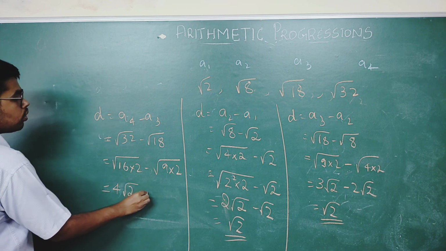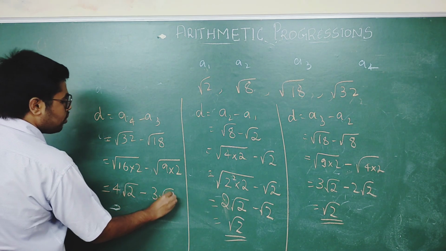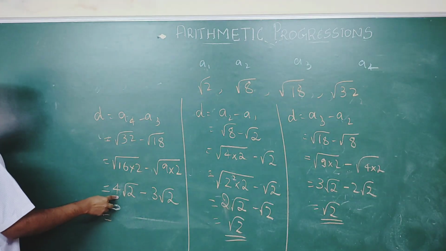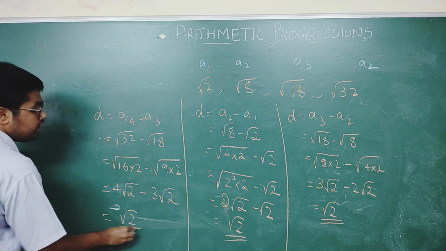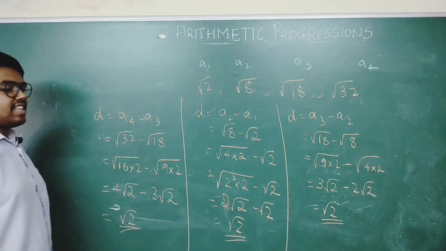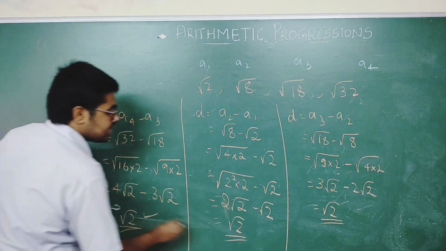Just remain with root 2. What is root 9? 3. Remain with root 2. So now 4 times root 2 minus 3 times root 2, I will just remain with root 2. If you see, all the common differences are the same. Therefore, this is an AP.